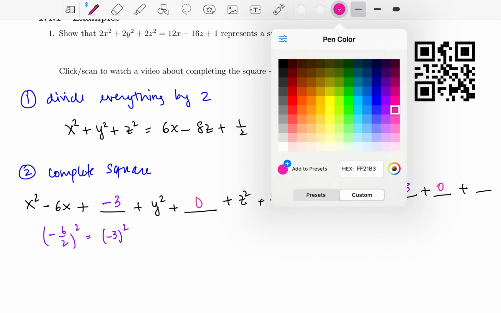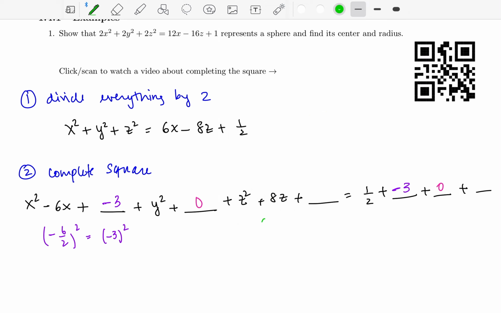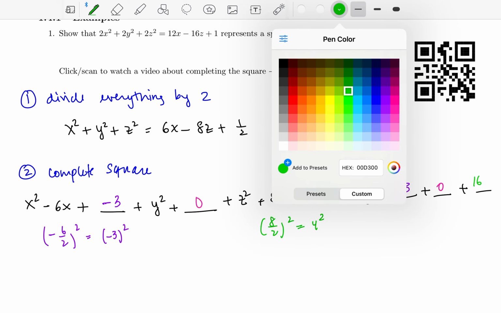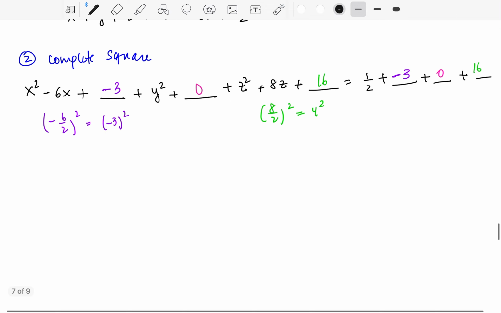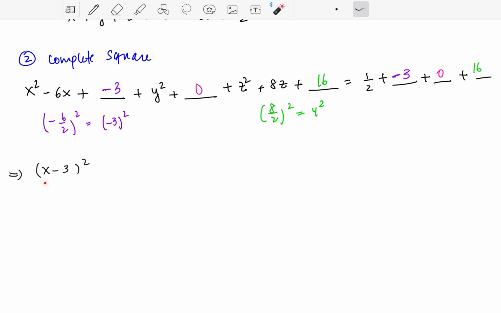I'm just sticking to the algorithm. And now for z, I do 8 divided by 2 squared. I get 4 squared, so I get 16 and 16. So if I simplify this, I'm going to get my perfect square for x. It's going to be x minus 3 squared. And you can double check, right? You get x squared minus 6x plus 9. Perfect. That makes sense.